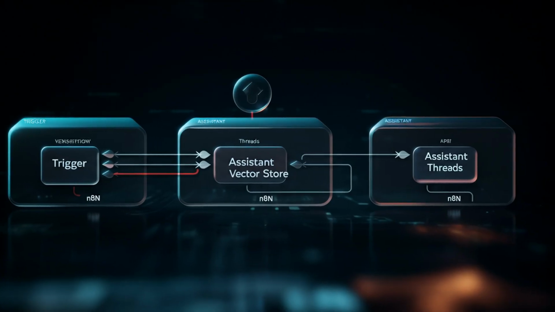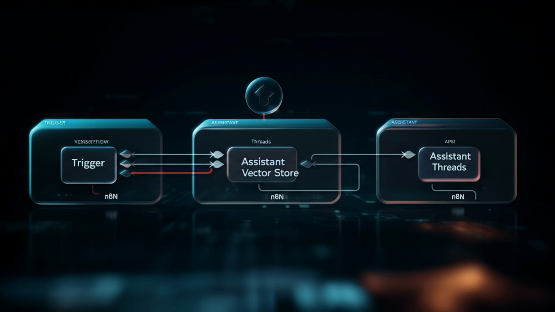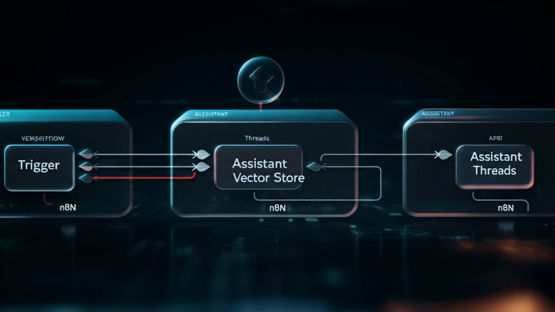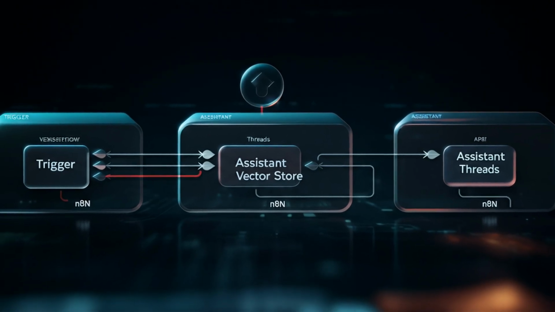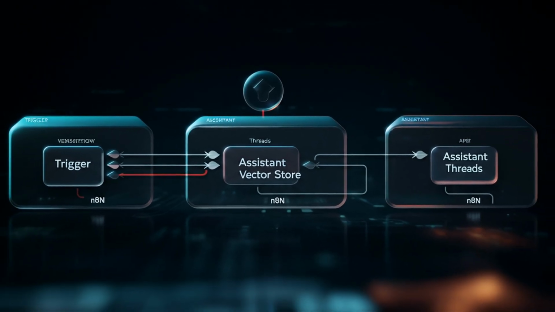To complete the loop, you add one more OpenAI assistance node configured for threads. This is where user messages flow in. The node creates a thread, attaches the assistant ID from your first node, and sends the latest user question. When you run the workflow, the assistant can now search your private documents, hit the web if needed, and respond with a grounded answer, all inside n8n's visual canvas.